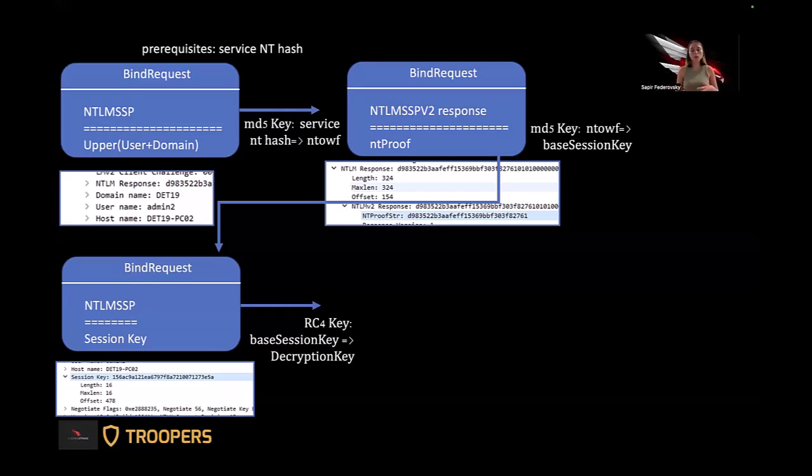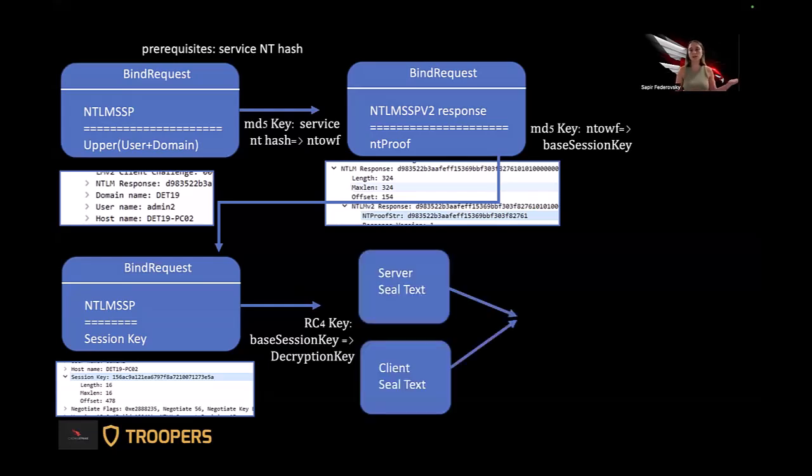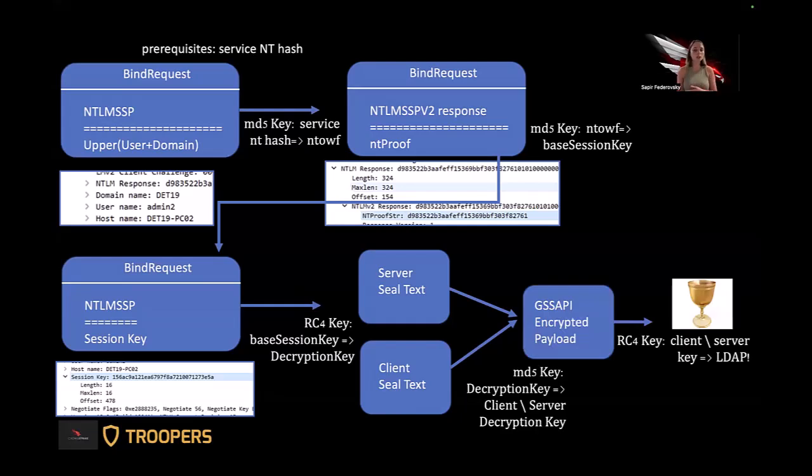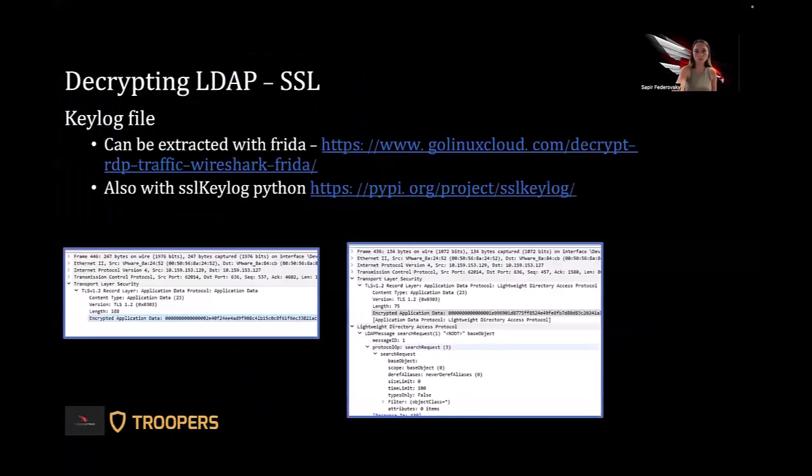Then we use two hard-coded strings. One of them is the server seal text, and the other is the client seal text. And we create two decryption keys, one for the server messages and one for the client messages. And then with each decryption key, we actually decrypt our GSS-API encrypted payload and get the LDAP traffic. So this is great, a bit confusing, but it's implemented in my tool, so that's quite nice.